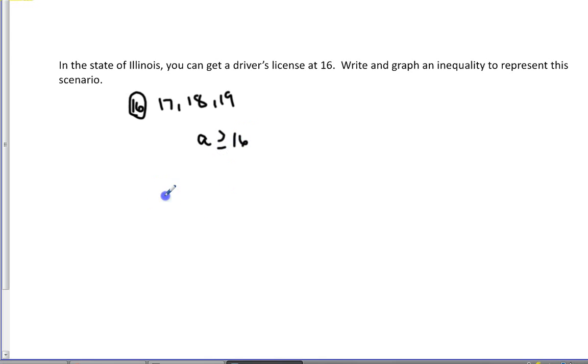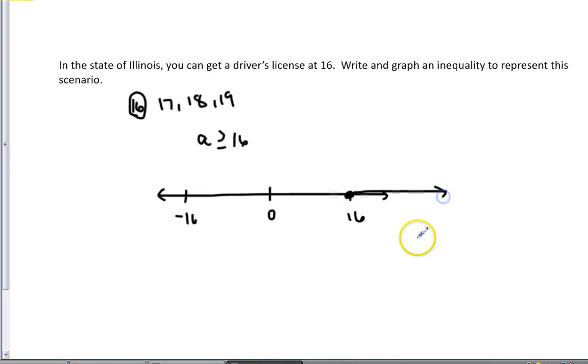Okay, so then I need to graph it. So I draw my number line here. And on my number line, I'm going to put 0. I'm going to use negative 16 since that's my reference number. And I'm going to use positive 16. So from here, I know that since 16 is included, I have to include a closed circle. And all my answers are greater than 16. Greater than 16 goes to the right. So it's a closed dot going to the right at 16.